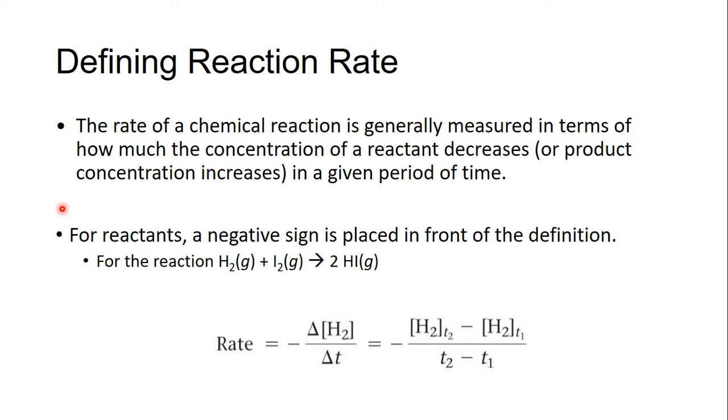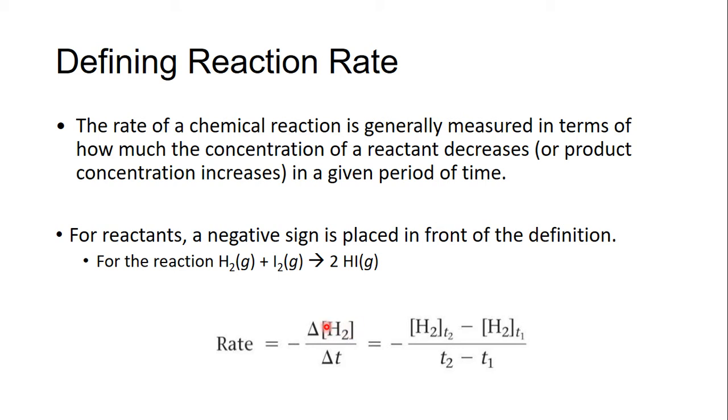And let's look at this for a simple reaction. H2 plus I2 goes to 2HI. Our rate is, and let's look at how to read this, delta is change. So the change in this bracket H2, which means concentration of H2, delta T means a change in time, and negative. Negative because we're losing H2, so that's why our rate is negative.